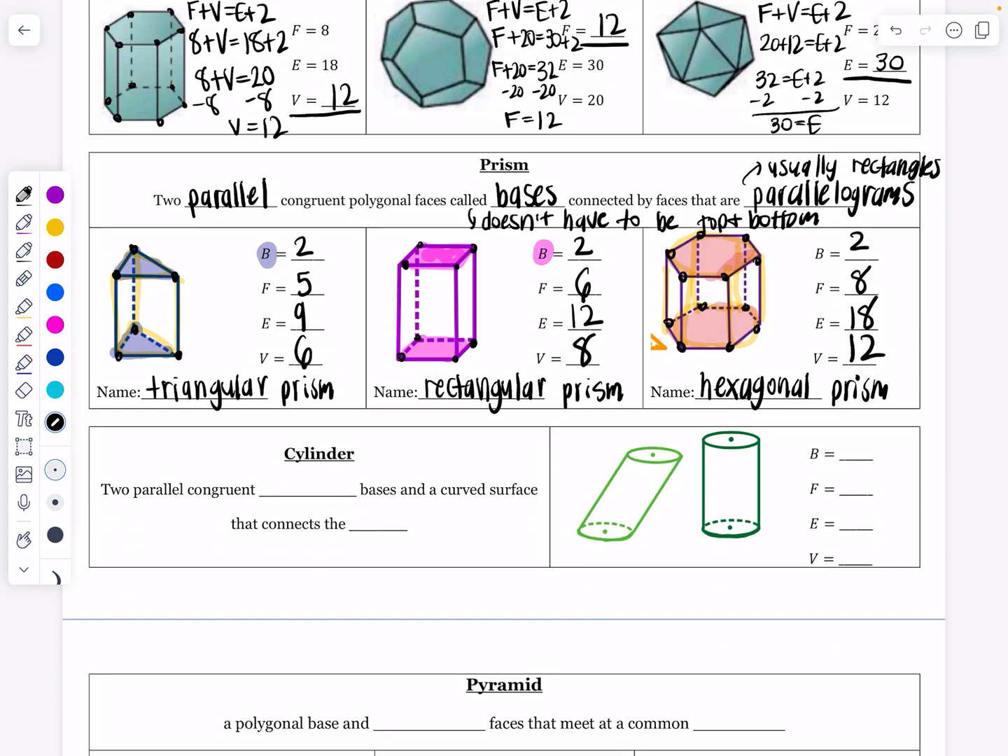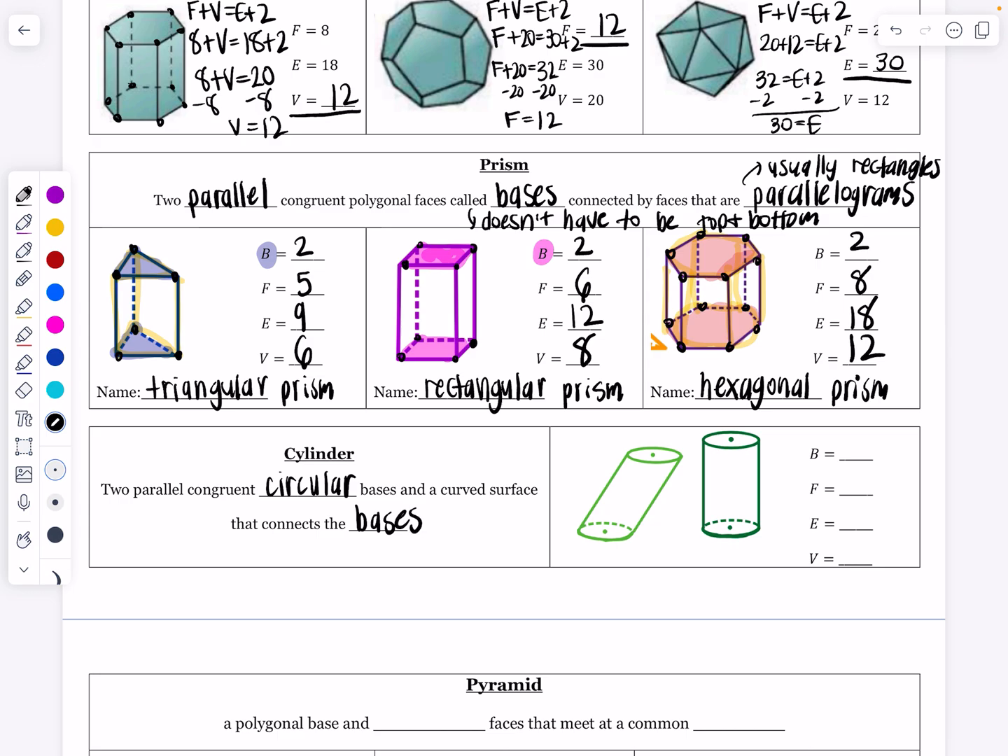Okay, so how is a cylinder different than a prism? Well, in a cylinder, it's going to be curved or rounded. So think about like a can of chicken noodle soup. 2 parallel congruent circular bases. So they're not going to be polygons because a circle is not a polygon. So these are going to be circular bases. So you still have 2 of them, and they have a curved surface that connects the bases.